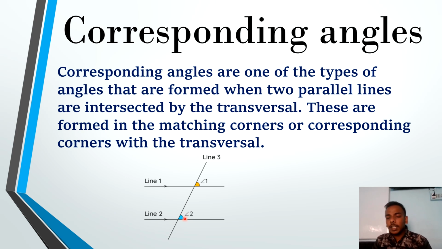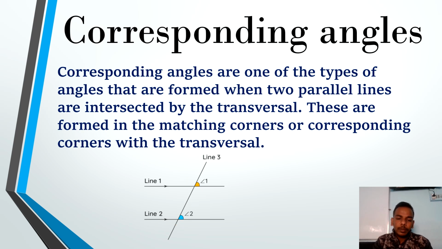So now which are the pairs of corresponding angles? You will see that in the first line, the angle made by the first line and the transversal is your angle 1. Exactly this type of angle is present here also in line number 2. So this type of angles are called your corresponding angles, which look exactly alike in line 1 and line 2.